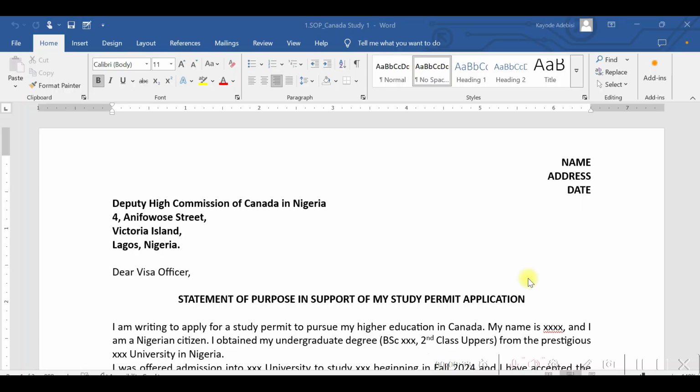So the first SOP I'll be using as a practical guide, as I promised, is the SOP that was used for a Canada study visa.